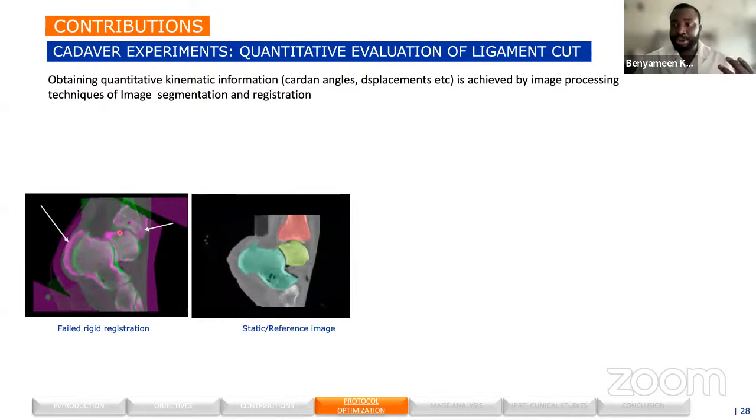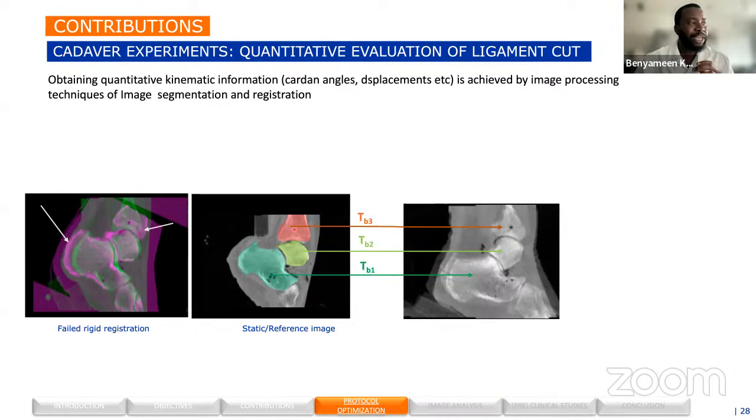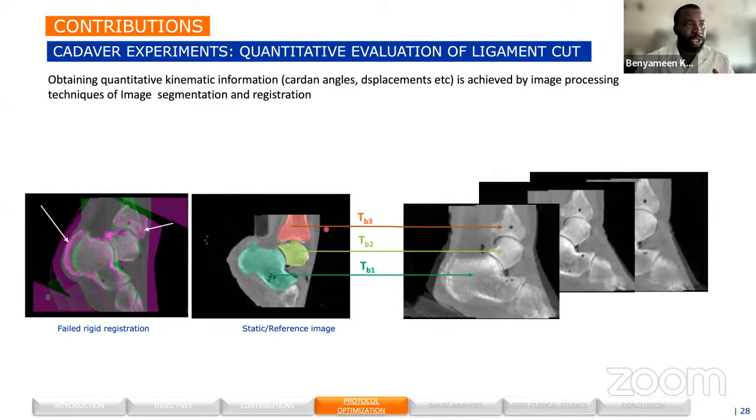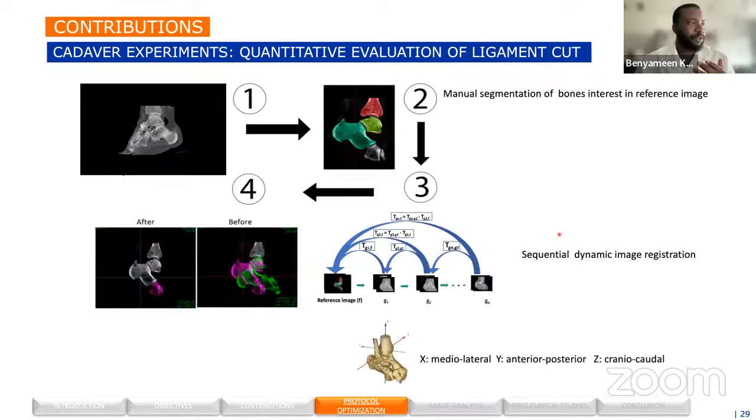So what we introduced was a segmentation, where we delineated the structures of interest. And once we have these individual structures, we can perform individual registrations for each bone separately. And we do this over all the different time points we have. And it's from this processing that you're able to extract the quantitative information.